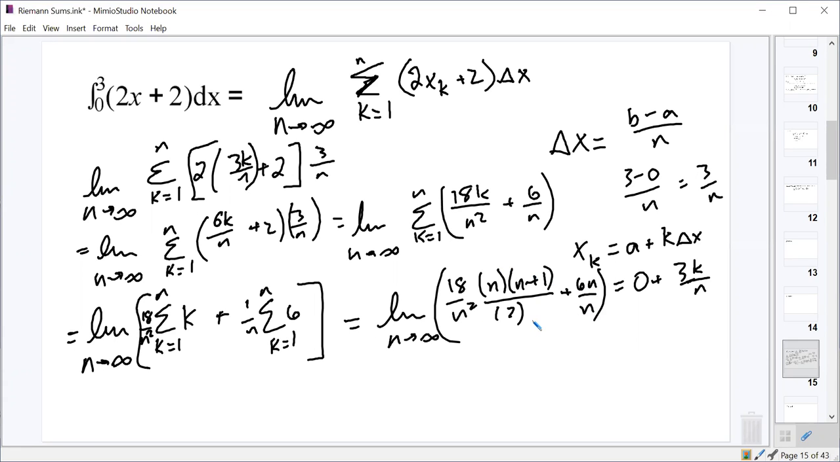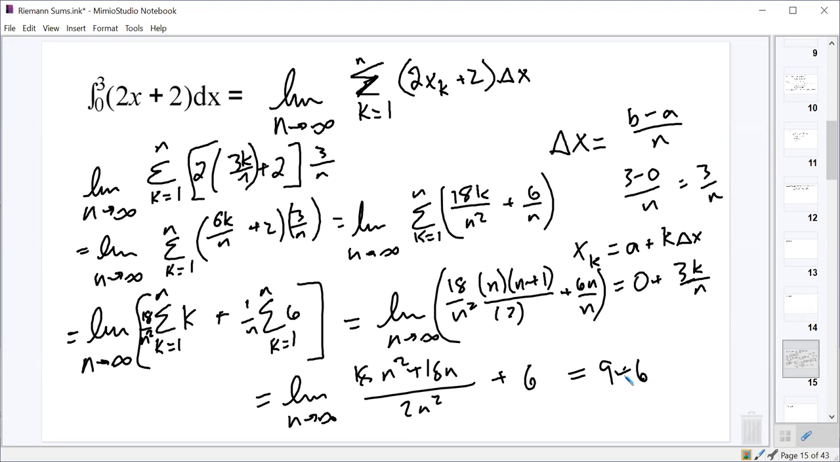And now it's just a limit of a rational function plus another rational function. So this becomes the limit as n approaches infinity of 18n squared plus 18n over 2n squared plus 6. And so this limit is 9 plus the 6 gives us 15. Good or no?